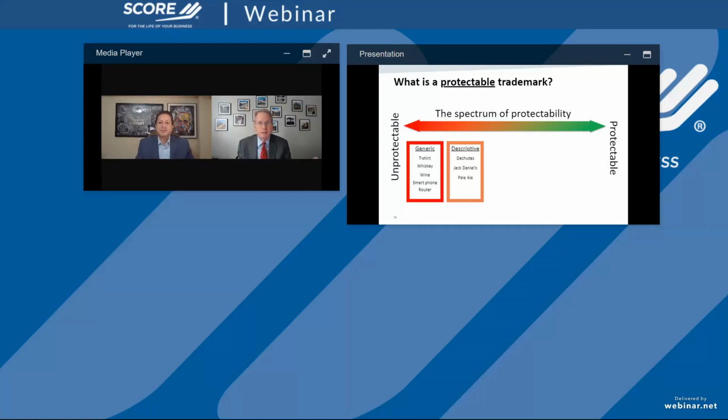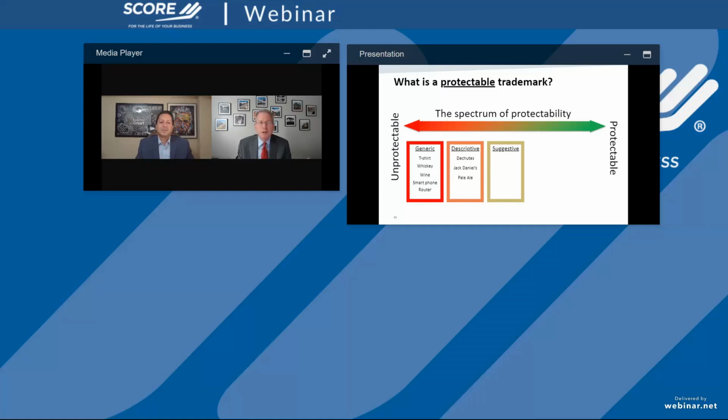You might have it as to the quality or the contents or the nature of the product. Might be something very descriptive, but it's not the category. Pale ale's kind of a fuzzy example, probably. The next category we get to is suggestive marks. Now we're starting to get into gold in terms of really good trademarks.